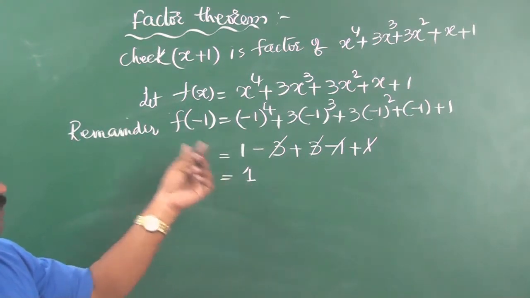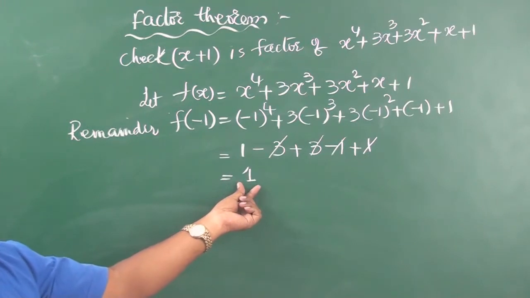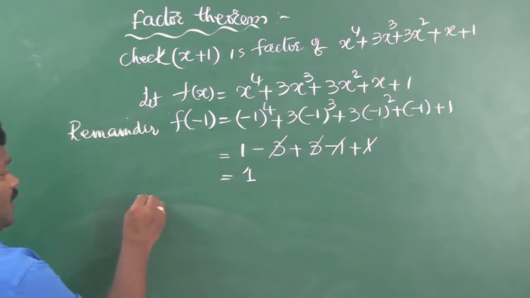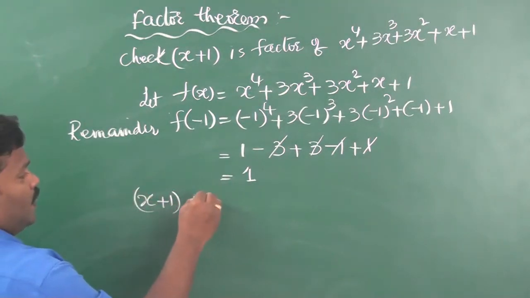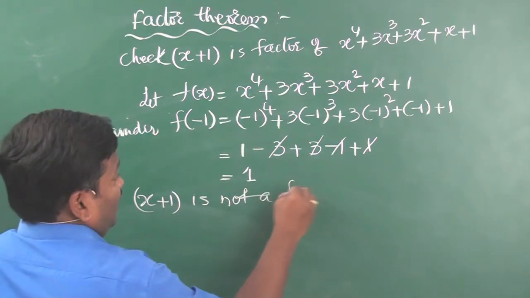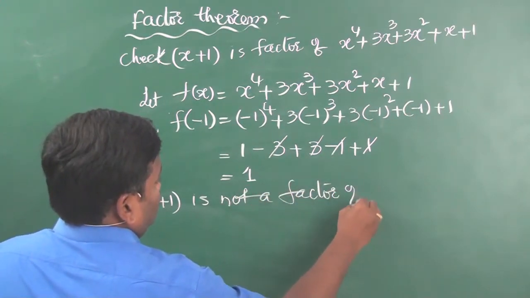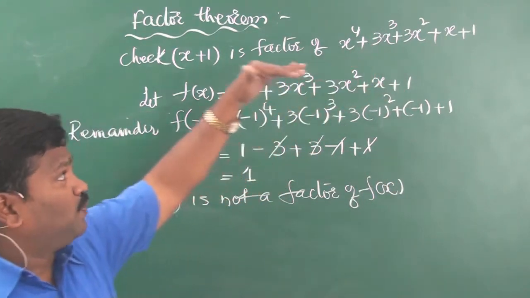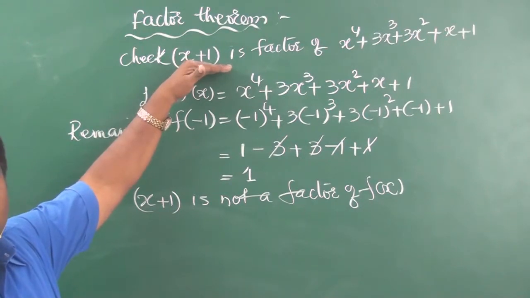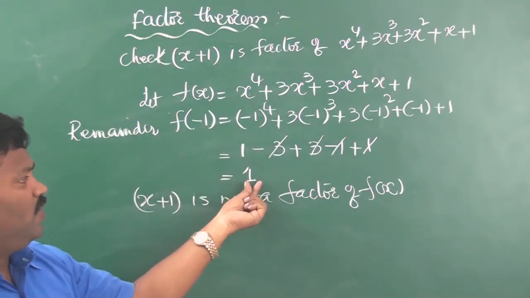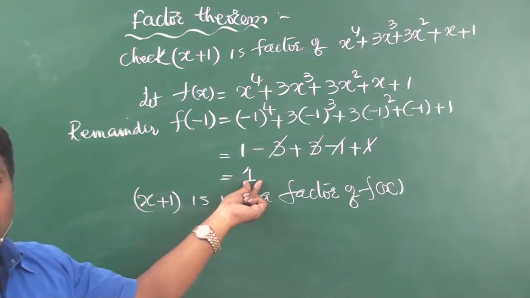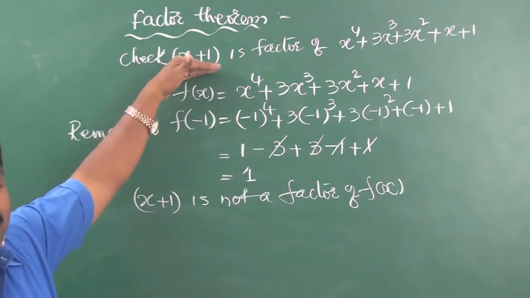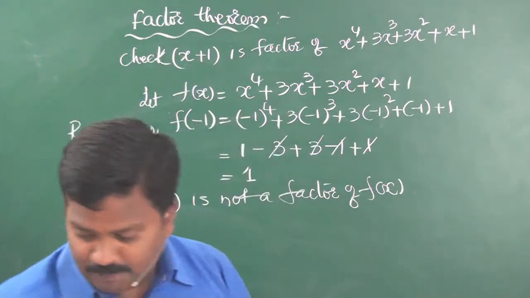Did you get a remainder as 0? No. If the remainder is not equal to 0, then the divisor is not a factor. Therefore, here x plus 1 is not a factor of f of x. For this given polynomial, x plus 1 is not a factor, because we got 1 as the remainder, a non-zero number. If you get 0 as the remainder, then x plus 1 becomes a factor. Let us see one more example.